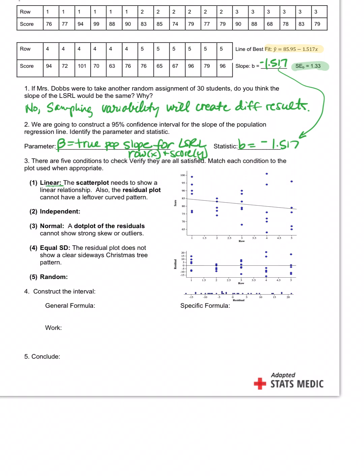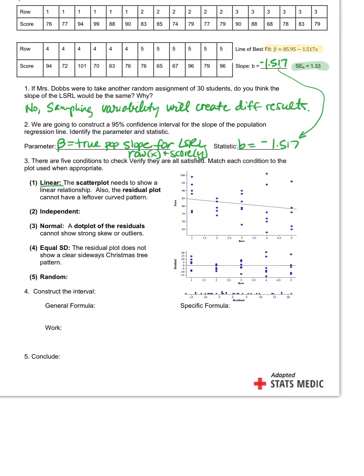So here's what the conditions are going after, though. Linear. What has to be linear? The scatter plot needs to show a linear relationship. Also, the residual plot cannot have any curved pattern to it. So, fairly linear, no curvature here. So check, check, right? So provided, all we have to do is eyeball it and check those things.